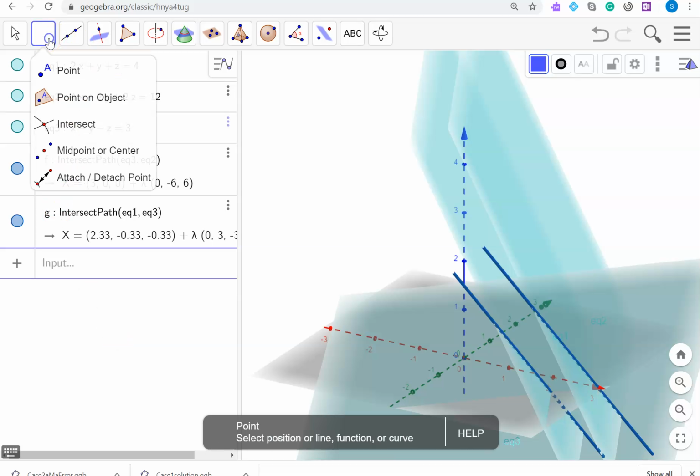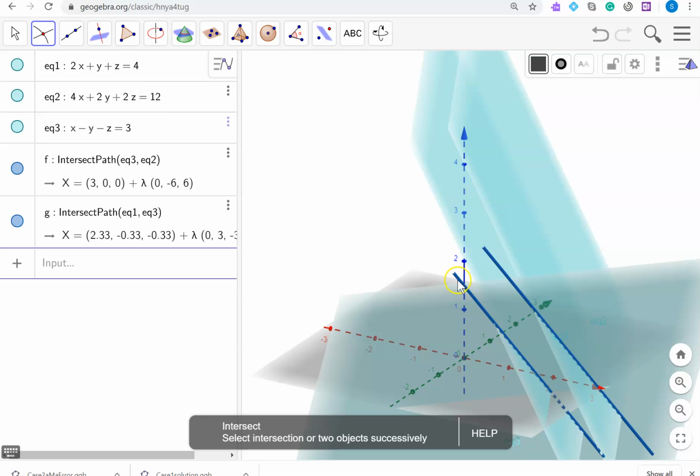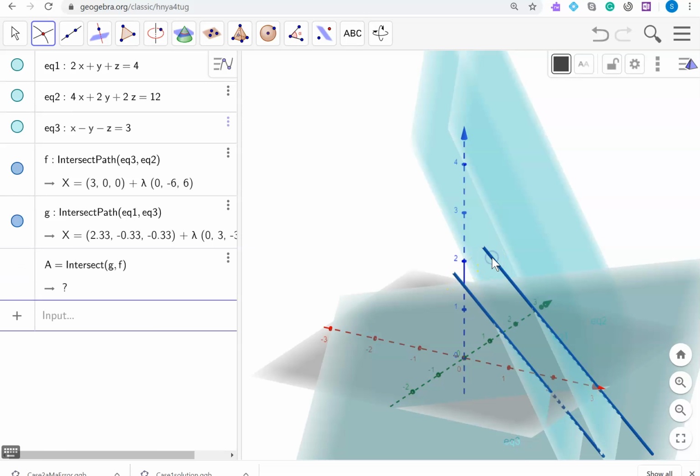If I go and find where these two lines are intersecting, the question mark again means they don't intersect. And this is why in this second case, case 2b, again we come up with a math error. The calculator cannot find a single value that will satisfy all three equations, that'll make all three equations true. And so there is no point of intersection between these three planes, and that's all that the calculator can tell you. There is no point of intersection.